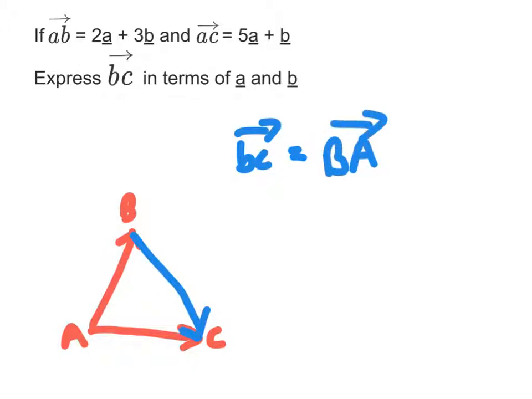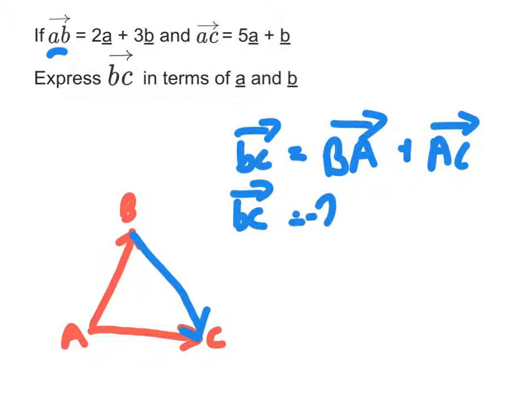And then we're going to have to go across here, which is A to C. I'm going to have to add that to it. So, do we know what BA and AC are? Well, yes, we do. B to A is A to B up here, look, but backwards. So that's minus 2A minus 3B. And then we know what A to C is.